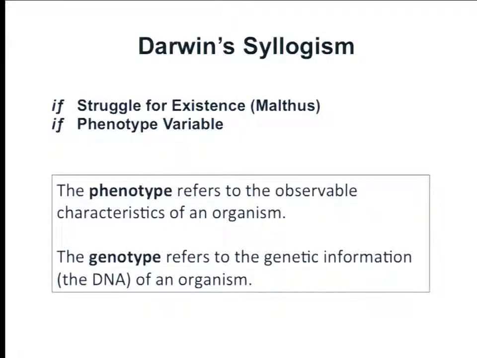And if the phenotype is variable, and the phenotype simply refers to the observable characteristics of an organism, any observable characteristics: its behavior, color, shape, smell, whatever you like. The genotype, in contrast, refers to the genetic information, the DNA, that codes for at least some of that. So if the phenotype is variable, that's the second condition.